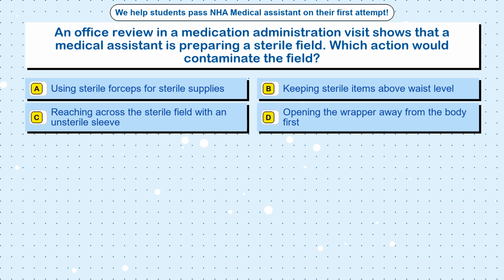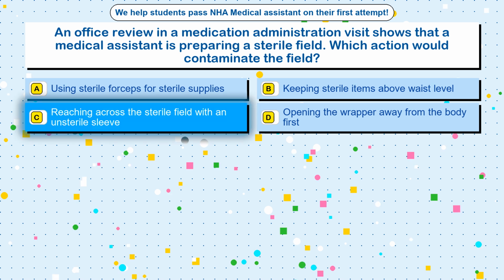Question 63. An office review in a medication administration visit shows that a medical assistant is preparing a sterile field. Which action would contaminate the field? Option A. Using sterile forceps for sterile supplies. Option B. Keeping sterile items above waist level. Option C. Reaching across the sterile field with an unsterile sleeve. Option D. Opening the wrapper away from the body first.